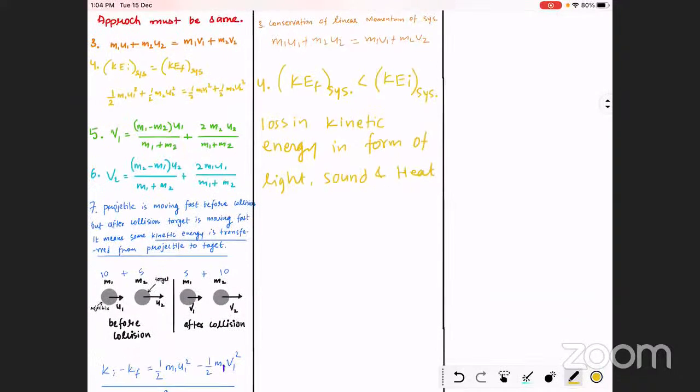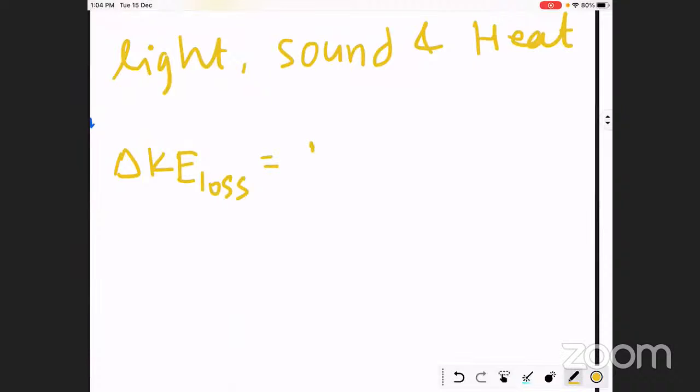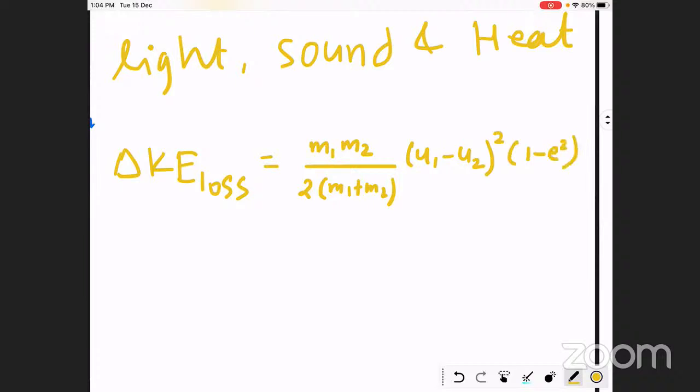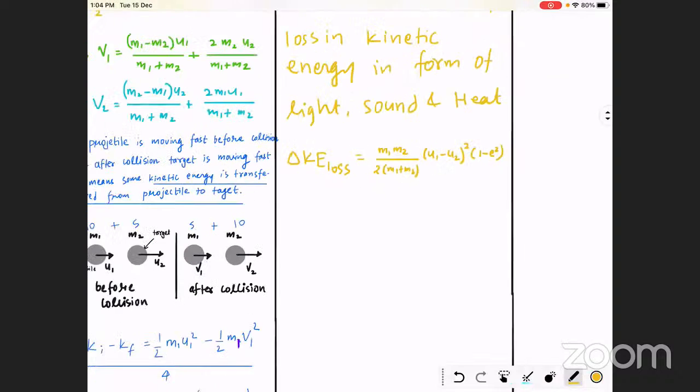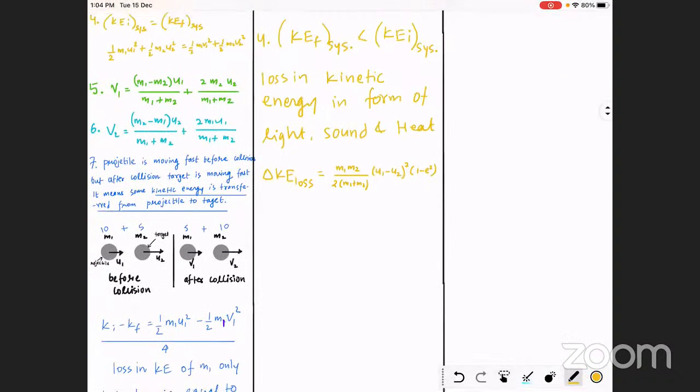Okay, bachcho? Understood point number 4? Yes, sir. Can you tell me how much loss is there? What is loss? Speak with me. m1 m2 upon 2 (m1 plus m2) into (u1 minus u2) whole square, bracket 1 minus e square. So this much is loss in the kinetic energy of the system.